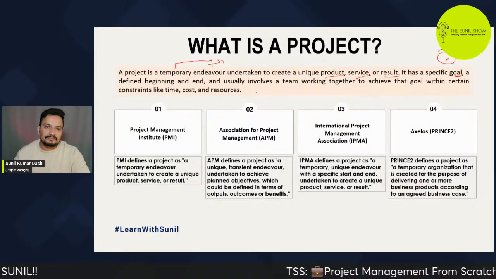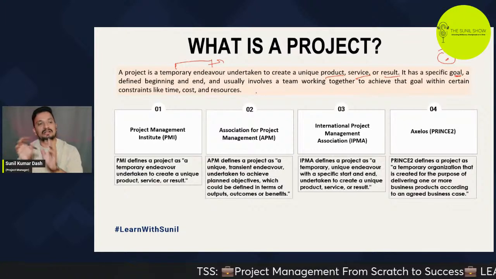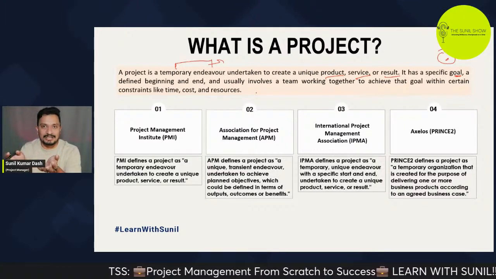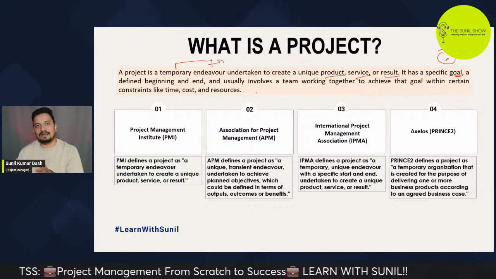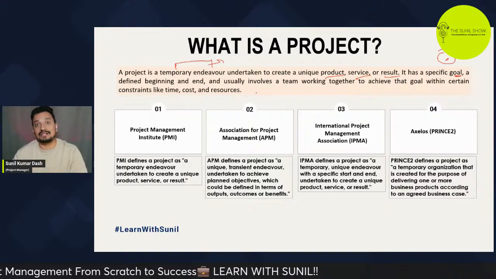Now this is the generic definition of what a project is. Now let's deep dive into what the professional organizations say about it.